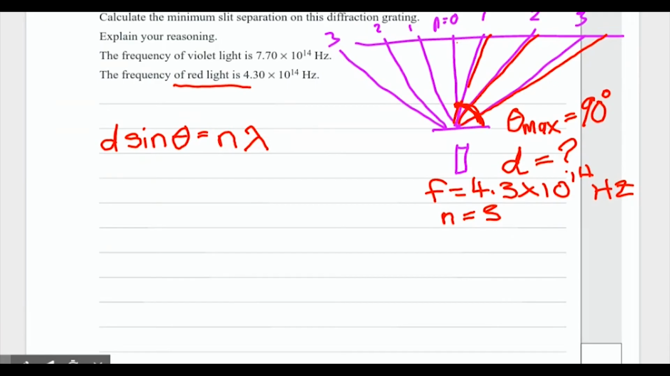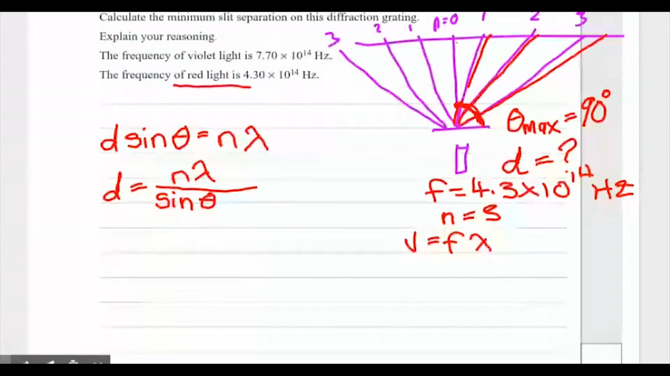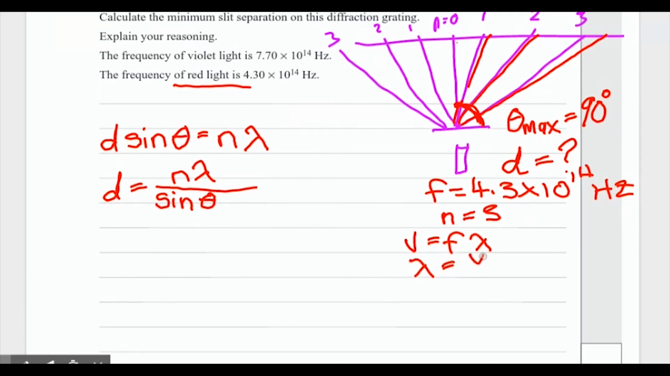Solving for d, we divide both sides by sine theta, and we get that our slit separation d is equal to n lambda divided by sine of our angle. Now, you might notice that we don't have lambda, but we do have frequency. So another formula you'll be given on your sheet is that the velocity of the wave is equal to the frequency times the wavelength. Thus, our wavelength is equal to our velocity divided by our frequency, where our velocity is the speed of light, because we are dealing with light. So that means it is 3 times 10 to the power of 8 meters per second.